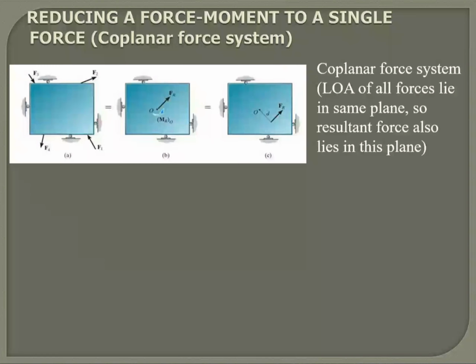Let's look at this picture here. You've got a system where 4 forces are acting at different points. They are not concurrent. Look, this is a line of action here, that's another line of action, there's another line of action, and this is another. So the lines of action do not cross. So it's not concurrent.